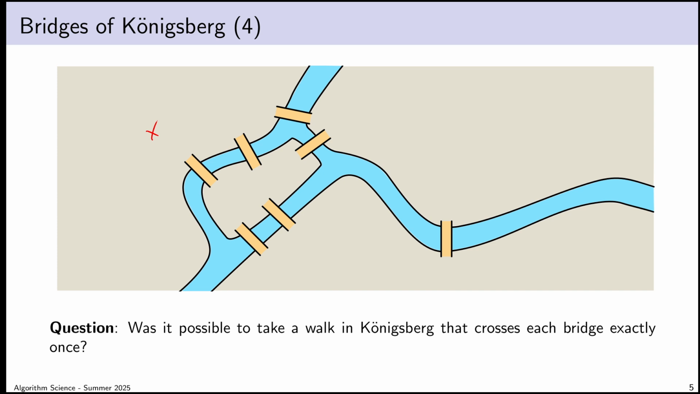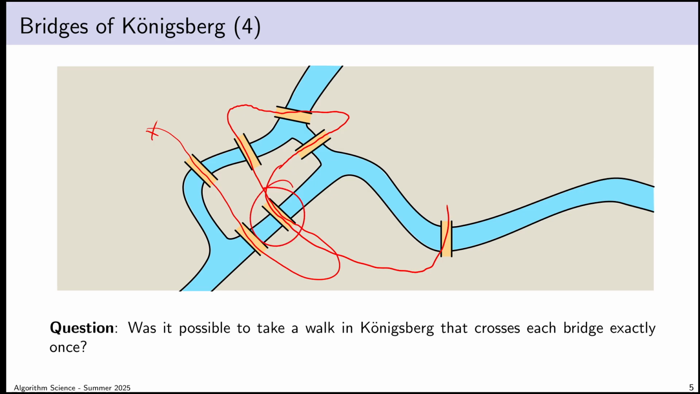So certainly I can take a walk that crosses all 7 bridges. Let's try this one here. I walk across these 2 bridges, I turn around and walk across these 2 bridges, I turn around and walk across this bridge, and I end up back here. And I realize if I want to get to the last remaining bridge, I have to cross a bridge I've already crossed. That's too bad. So this particular walk wasn't able to cross all 7 bridges without crossing 1 bridge twice.